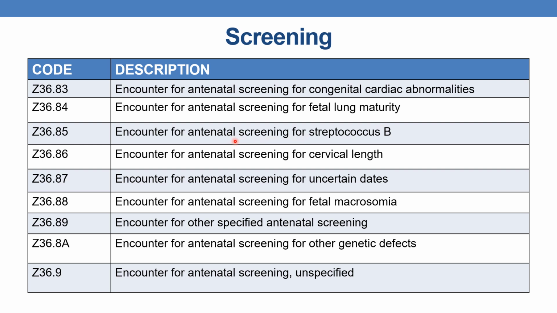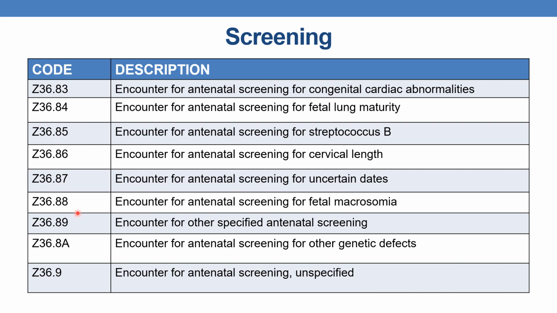The next is Z36.85. It deals with antenatal screening for Streptococcus B. The next is Z36.86. It deals with encounter for antenatal screening for cervical length. The next is Z36.87. It deals with encounter for antenatal screening for uncertain dates.